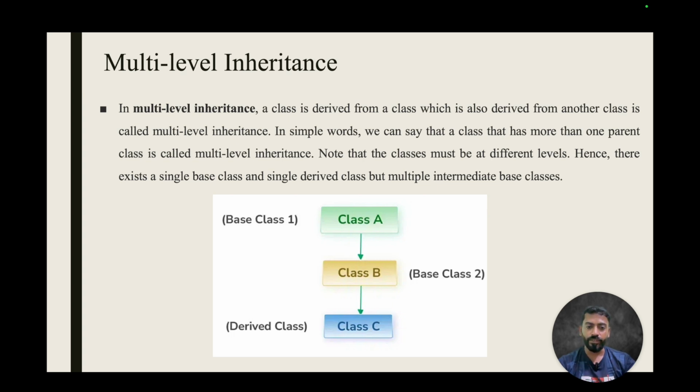It is like grandfather, father and you. The grandfather's property will be shared with your father, and your father has that property along with his own, and that will be shared with yourself. This concept is called multi-level inheritance.